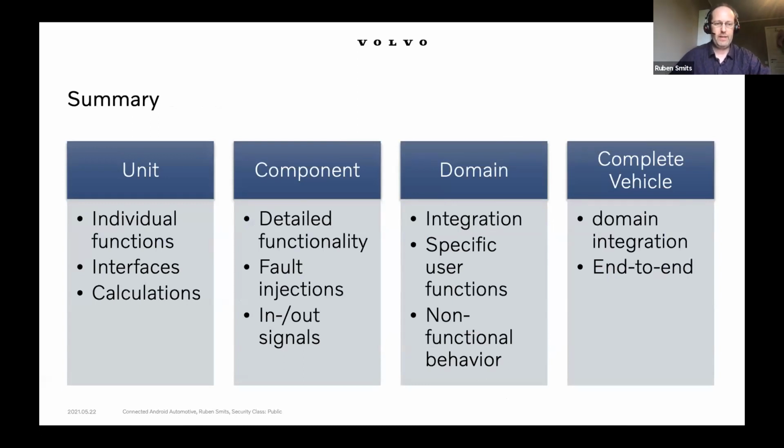Okay, then a summary. Unit testing, very small test cases. We use it for individual functions. We use it for interfaces and for complex calculations. Component testing becomes a little bit bigger, but it's still quite easy to set up. Then we have detailed functionality, small functions that we can test. When we do white box testing, we can do fault injections. We can read out internal signals. And when we do black box testing, we test incoming and outgoing signals.